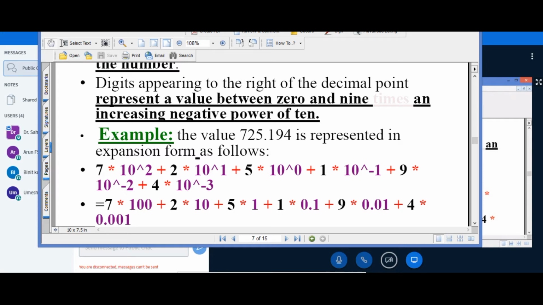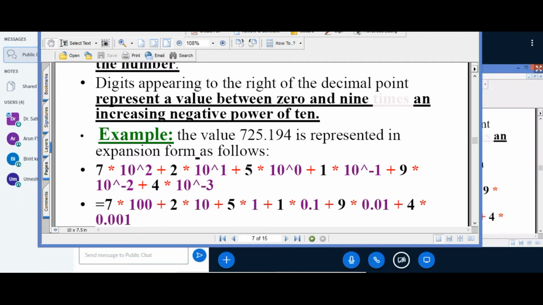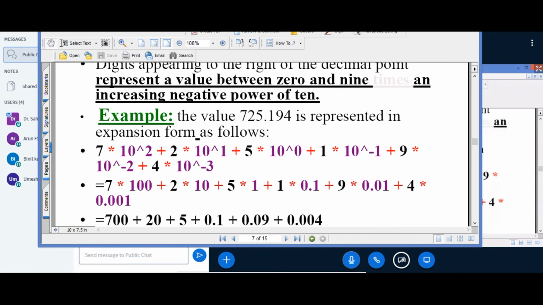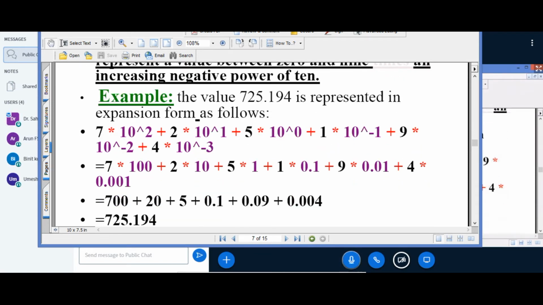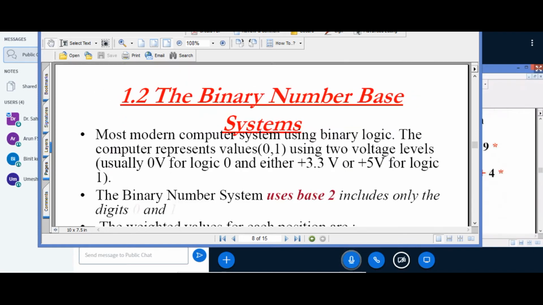In a similar way, I divide the 4 by 10 to the power minus 3. So the total number becomes 725.194.